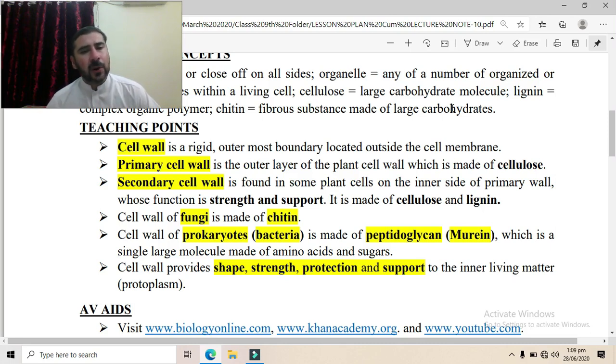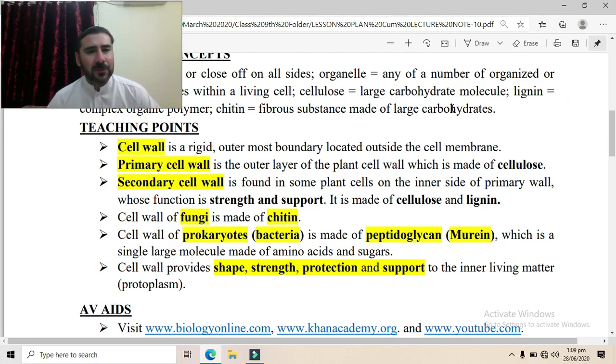Cell wall is also found in fungi, and in fungi the cell wall is made of chitin. Similarly, the cell wall is also found in prokaryotes, in bacteria and in cyanobacteria, and it is made of a compound known as peptidoglycan or murein, which is a single large, complex molecule made of two components, amino acids and sugars. Now what are the functions of the cell wall?